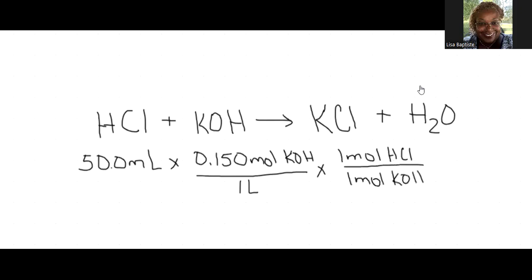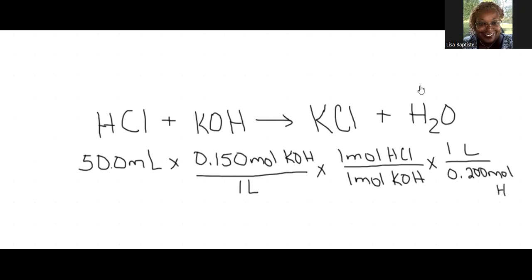Okay. And then we are going to multiply that by our molarity of HCl. But we want those moles of HCl to cancel out. And so we do 1 liter over the 0.200 moles of the HCl. Okay, I ran out of room, so I'm going to put HCl down here at the bottom.